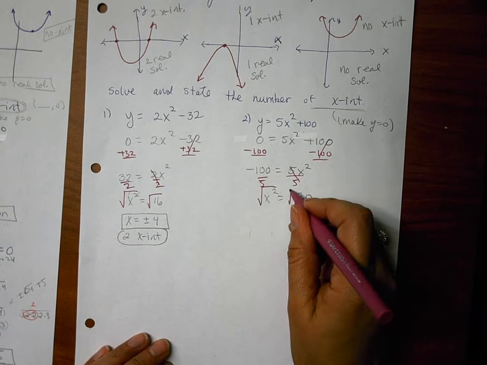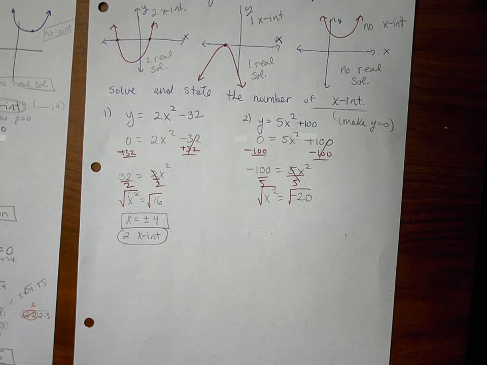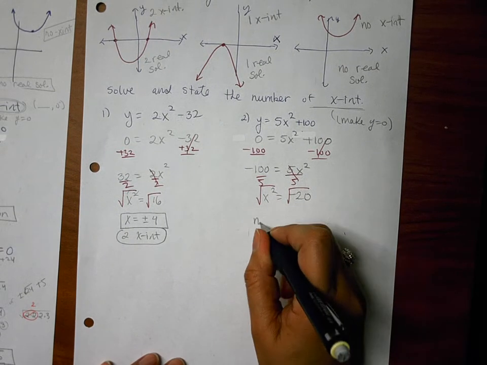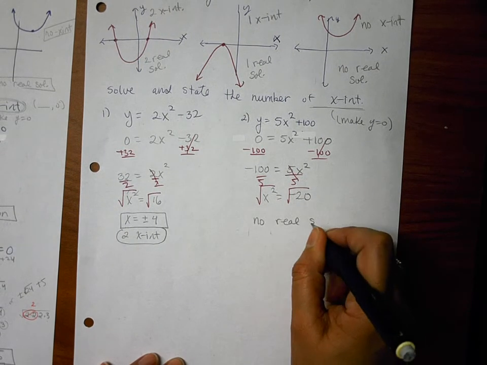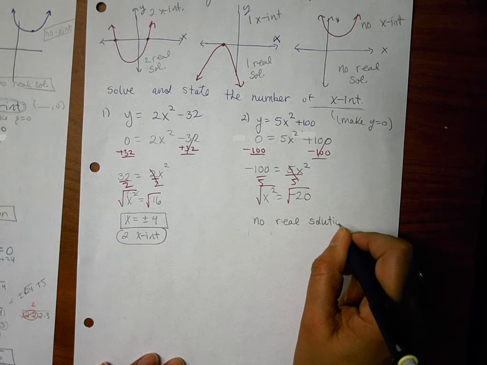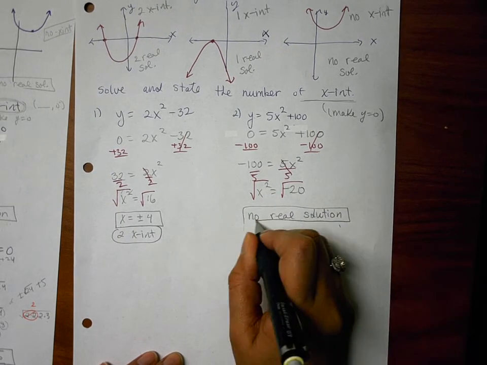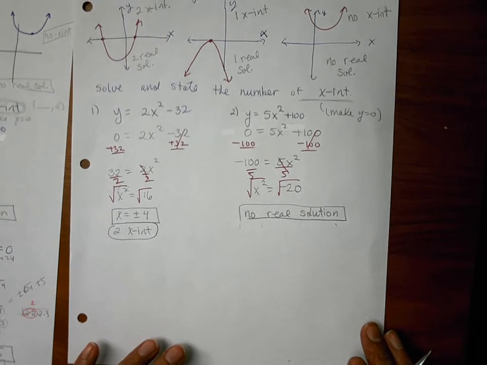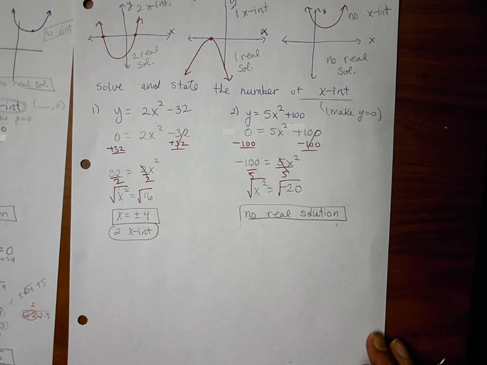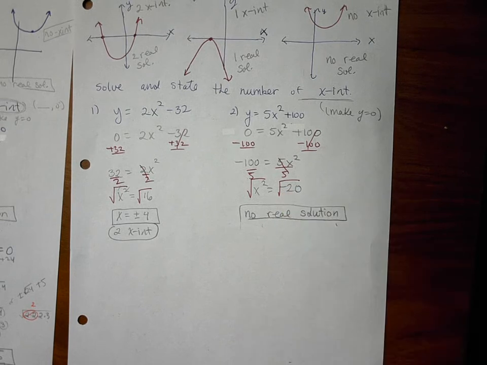Square root, square root. Now, can you take the square root of a negative number? No. It's not possible, not for a real solution, and that's what we're looking for. So no real solution is the answer to the solve piece. Solve the equation. The answer is no real solution. Why? Because you cannot take the square root of a negative number. It's not possible to multiply any two numbers that are exactly the same and get a negative answer.